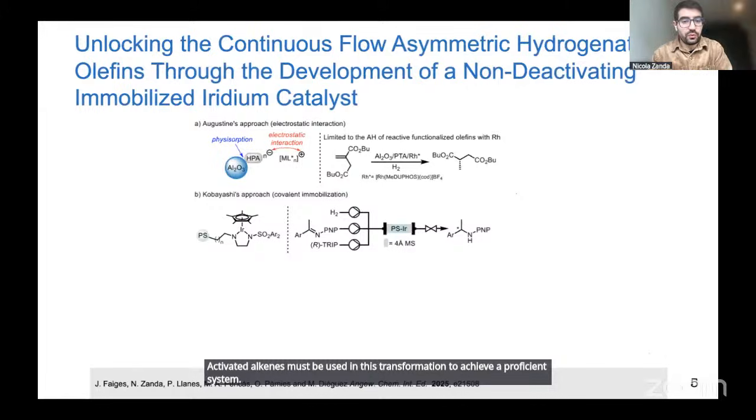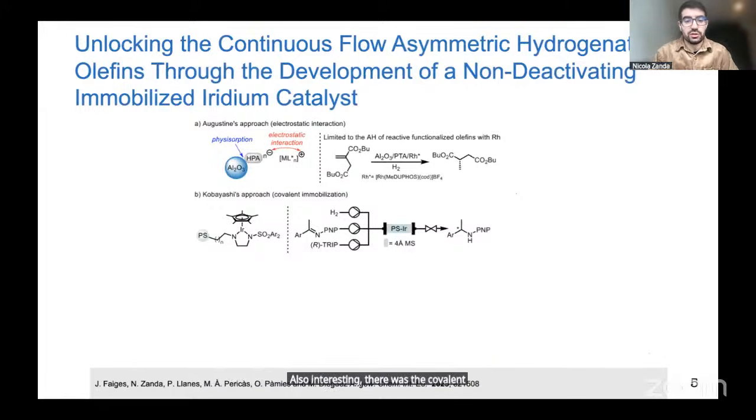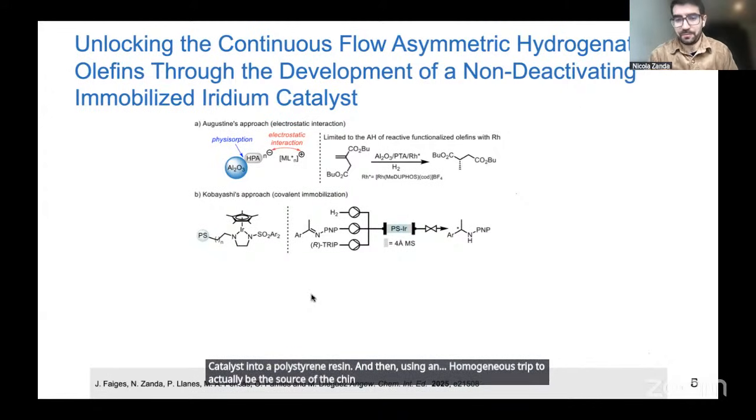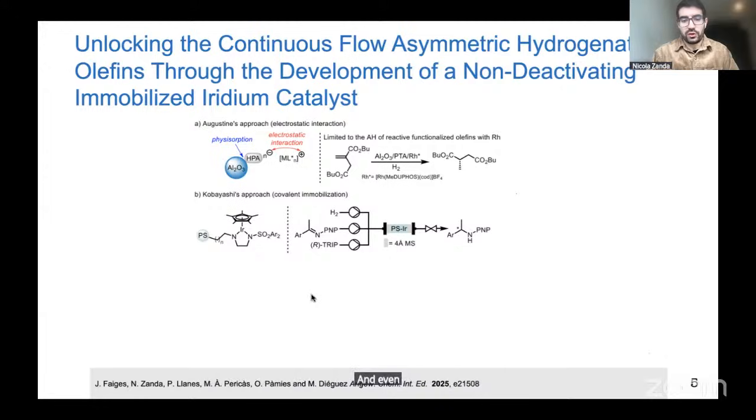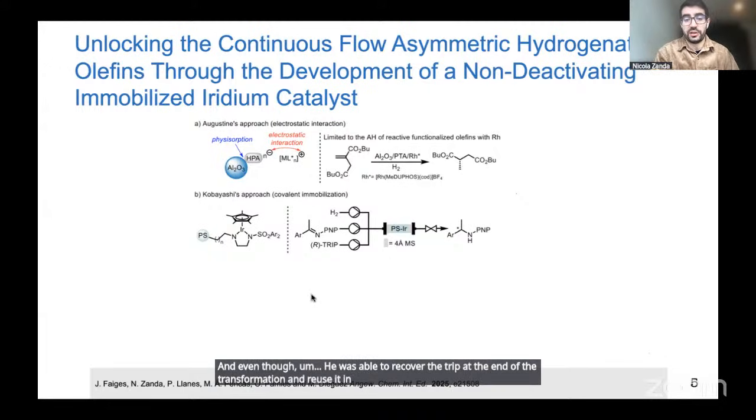Also interesting, there was the covalent approach of immobilization developed by Kobayashi, but in this case, he supported a non-chiral catalyst on a polystyrene resin, and then used a homogeneous chiral ligand to be the source of the chirality of the system. And even though he was able to recover the ligand at the end of the transformation and reuse it in future transformations, this looked laborious.